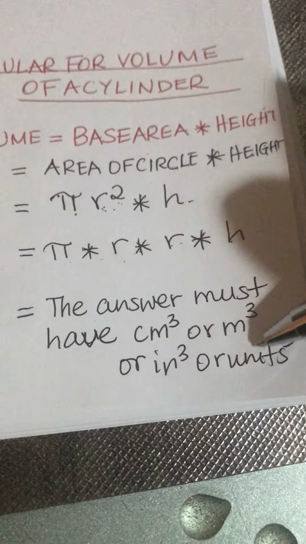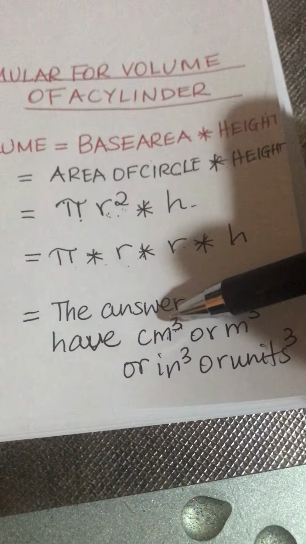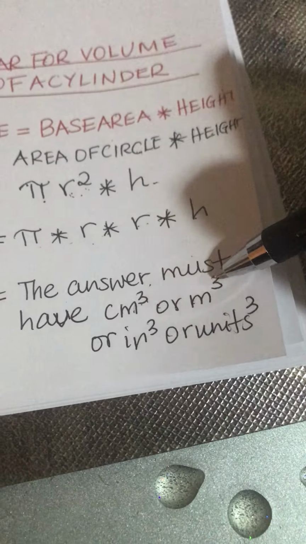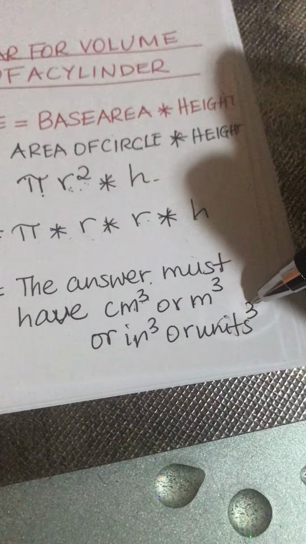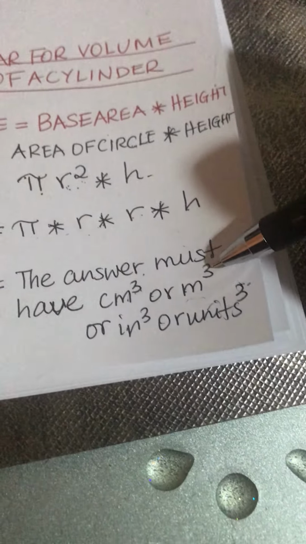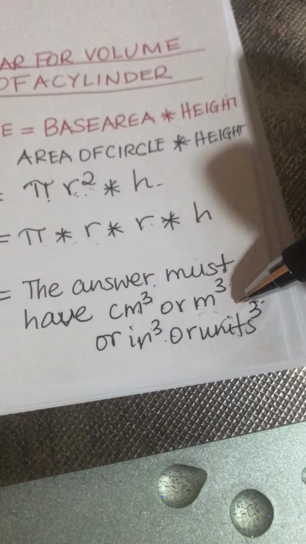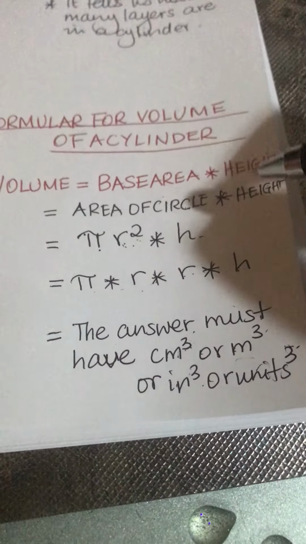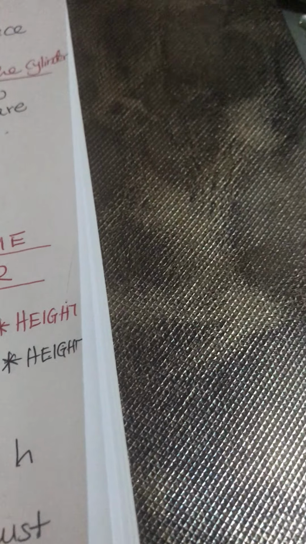And your answer has to be either centimeters cubed or meters cubed or inches cubed or units cubed. If they didn't give you units, you need to write units cubed. If you don't put this exponent of 3, your answer will be wrong. So your units must be correct. Your solving must be correct. You need to know that you're only using the radius.